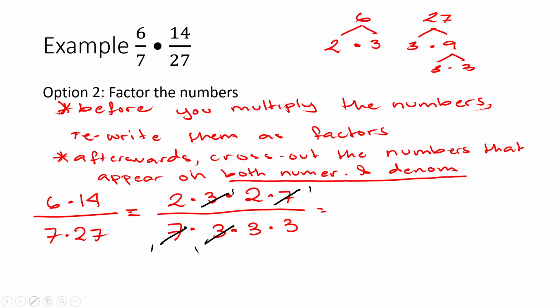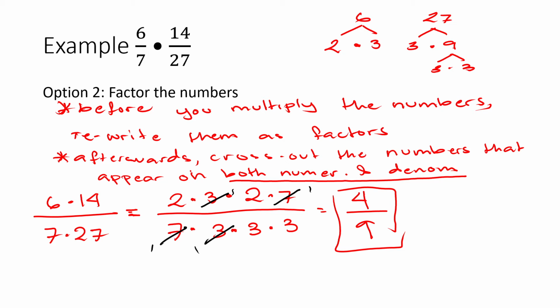Now, we cross them out, right? Let's go back to red. Now what you do is multiply. 2 times 1 is 2, times 2 is 4. 4 times 1 is 4. So we have 4 on the top. Now let's move on to the bottom numbers. 1 times 1 times 3 is 3. Times 3 is 9. So your final answer is 4 over 9. So far so good? Okay.